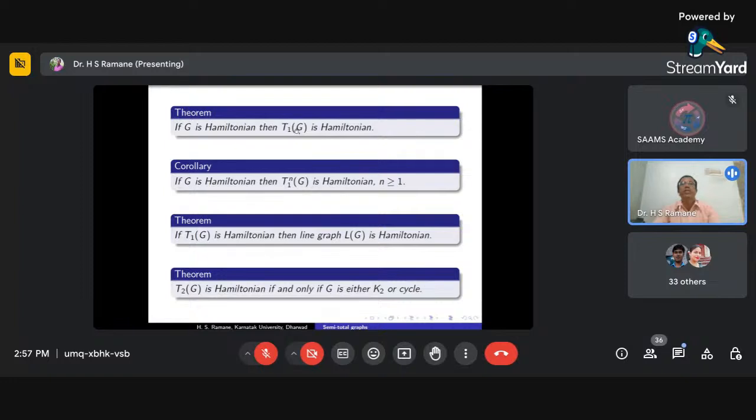Now T1G is Hamiltonian, so its semi-total line graph, that is T1 squared G, is Hamiltonian. Then again take its semi-total line graph, again Hamiltonian. So for any n greater than or equal to 1, it is Hamiltonian. Next, if T1G is Hamiltonian, then the line graph LG is Hamiltonian. And T2G is Hamiltonian if and only if G is either K2 or a cycle.